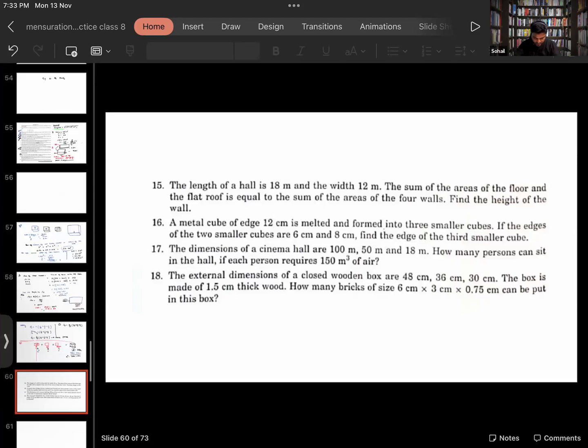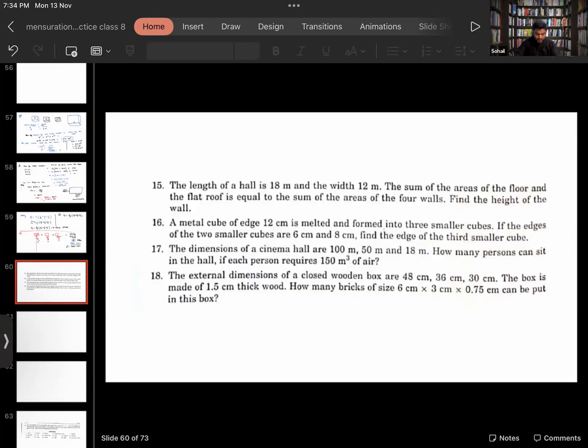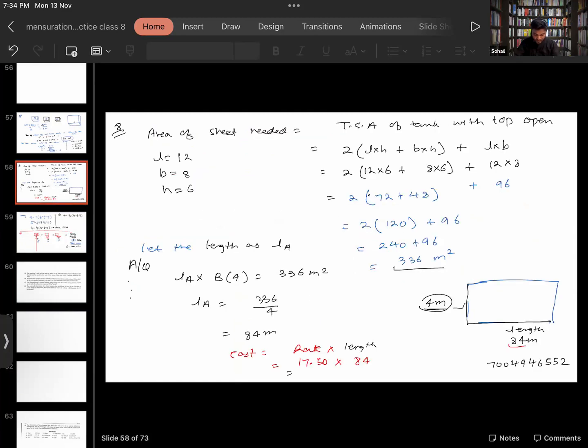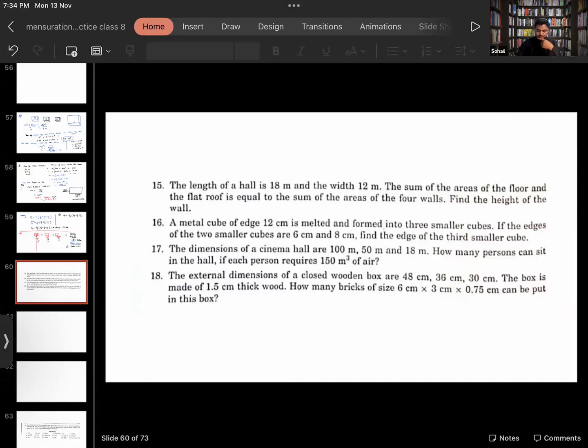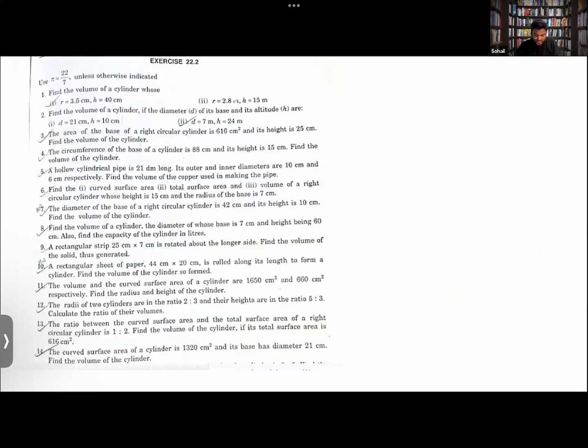By the way, the last question which we did in the previous class, Arhan, was question number 15, I think. Last question which we did, it was from exercise 21.4, I think it was question number 14. So we will be starting from these questions here, and then we will move on to the next exercise, exercise 22.2, and take some questions from it, and then we will be continuing with the chapter, that is square and square roots.